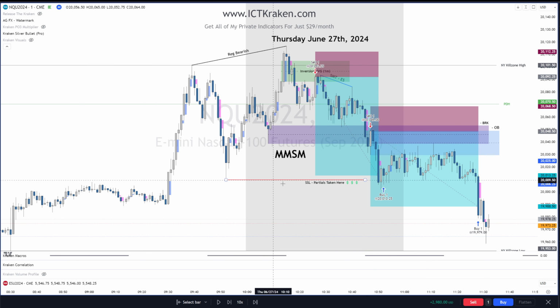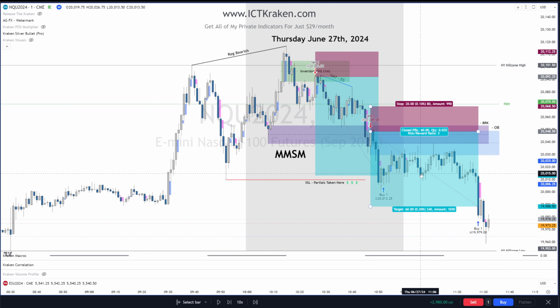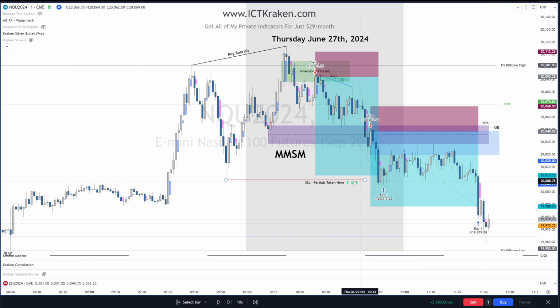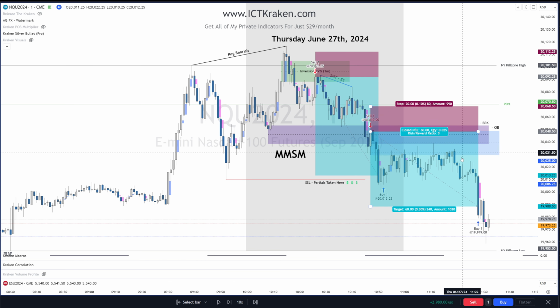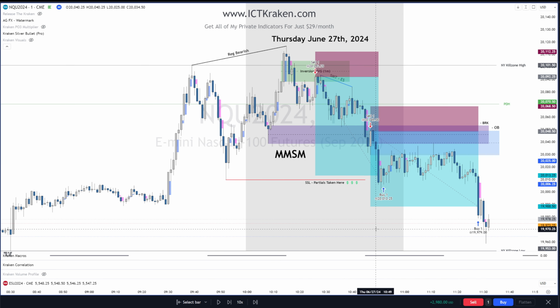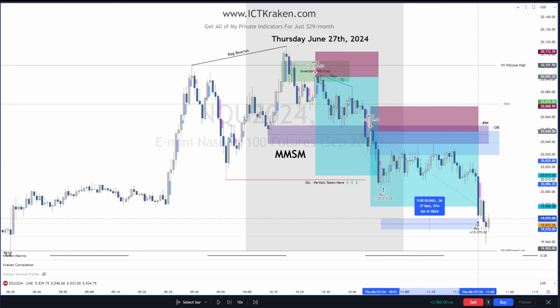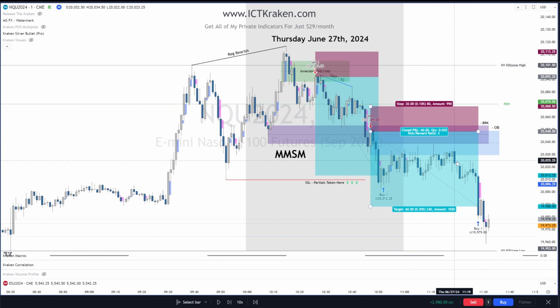And then what happens after you take out a low? Well, it either consolidates or it retraces, or if it blows right through, it's not the draw on liquidity. Well, this was the draw. It hit that, and then it consolidated here for, how long did it consolidate for? Hmm, 35 minutes, 36 minutes consolidated.